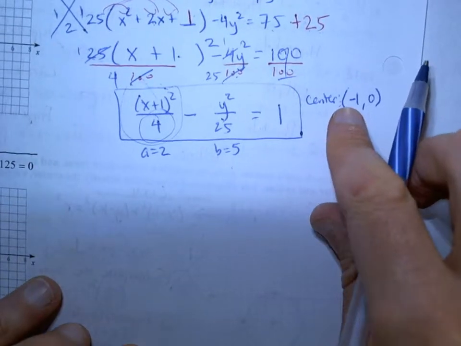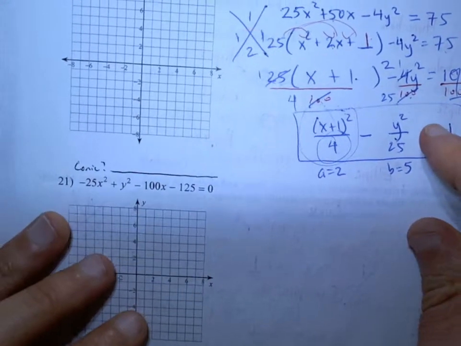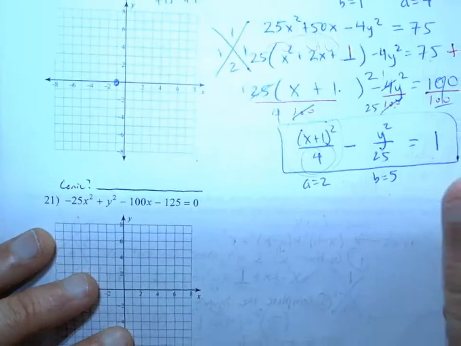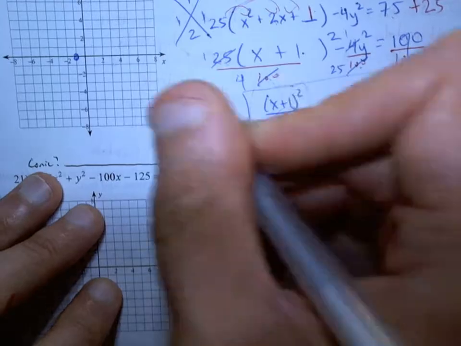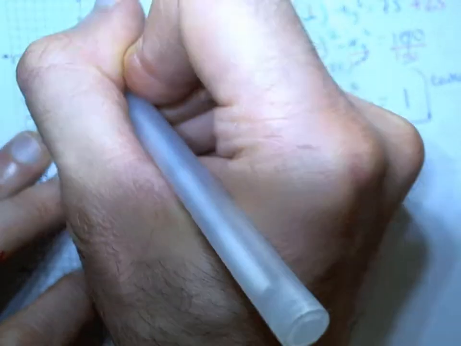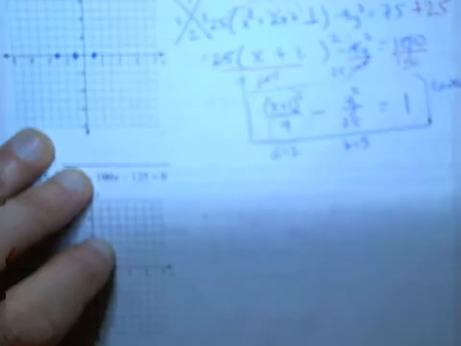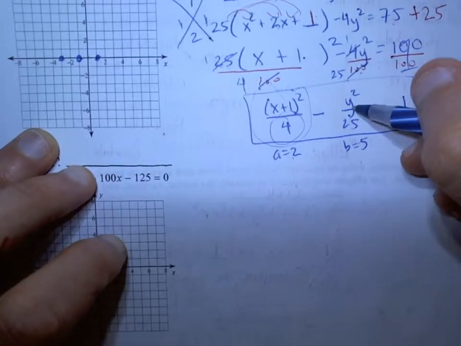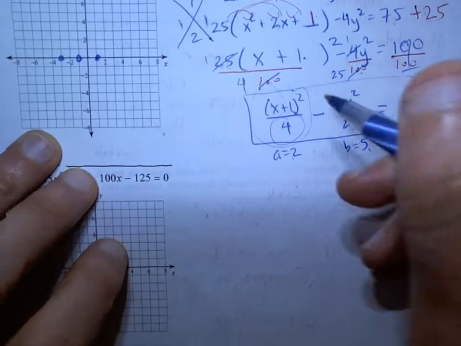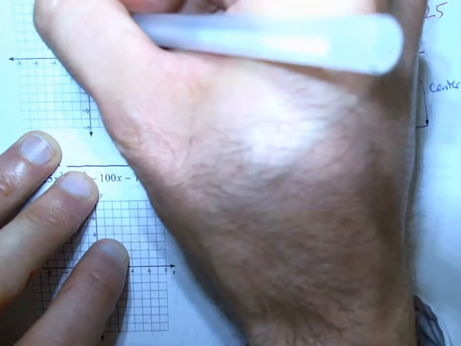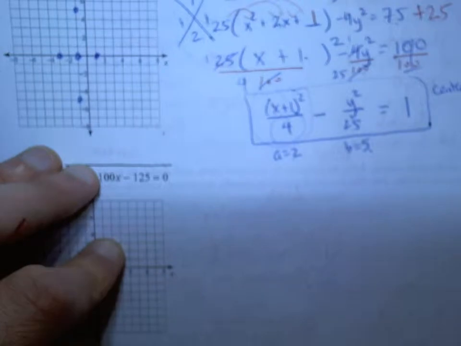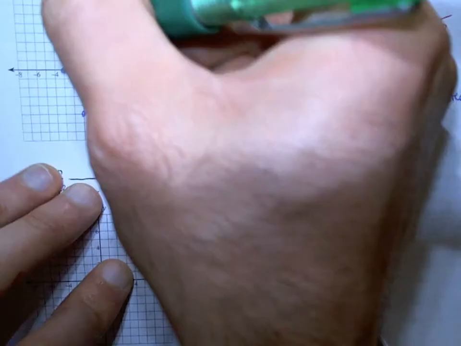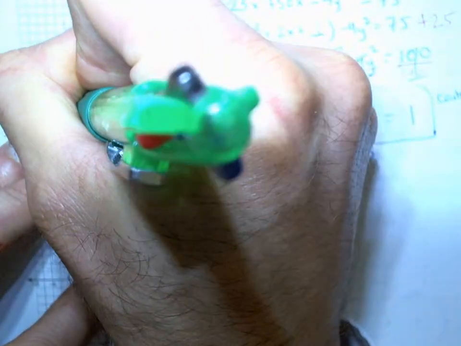Go ahead and graph the center, negative 1, 0. Go ahead and graph your a. You're going to go 2 in the x direction. 2 left, 2 right. Go ahead and do 5 up, 5 down. 5 in the y, 5 up, 5 down from the center. 1, 2, 3, 4, 5. All right, go ahead and draw your central box. It's a hyperbola. It's not an ellipse. Go ahead and draw your box.